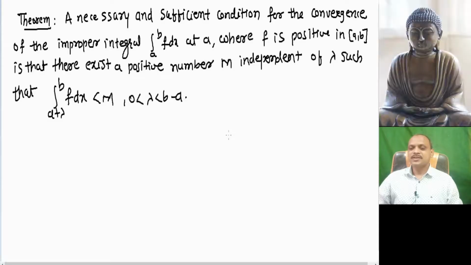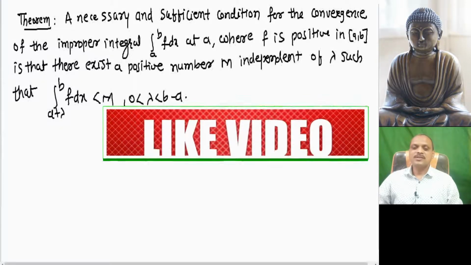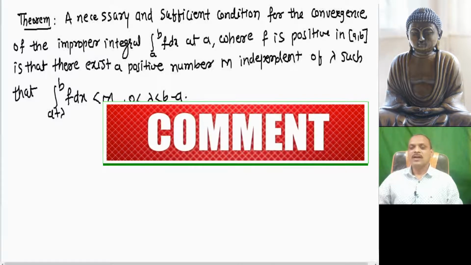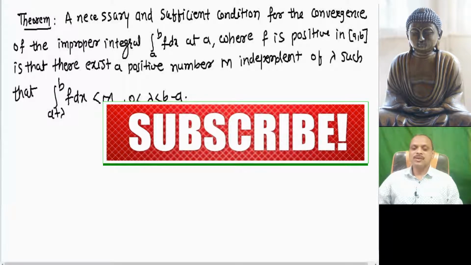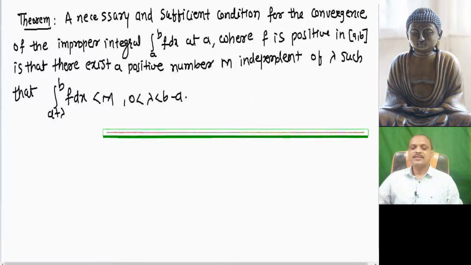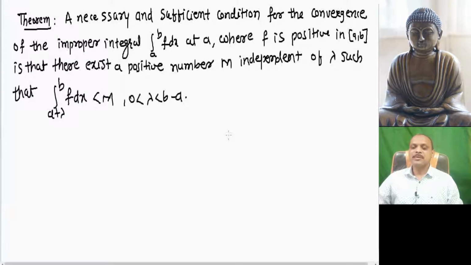Friends, in this new video we will see the comparison test for convergence of improper integrals. A sufficient condition for the convergence of an improper integral at a, where f is positive in the closed interval [a, b], is that there exists a positive number capital M, independent of lambda, such that the integration of f between the limits a plus lambda to b is less than capital M.